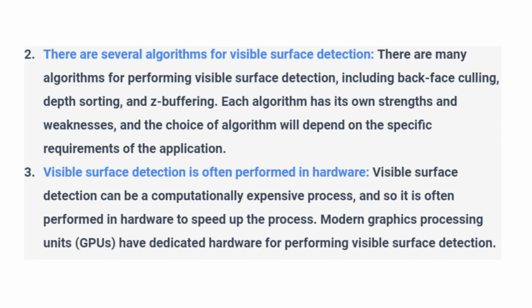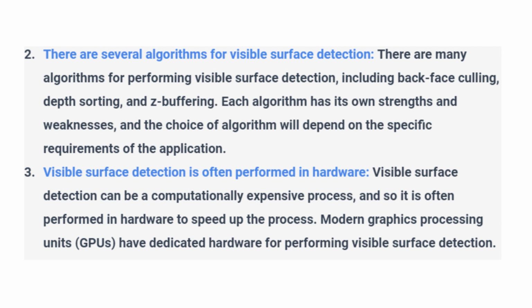There are several algorithms for visible surface detection. There are many algorithms for performing visible surface detection, including backface culling, depth sorting, and Z buffering. Each algorithm has its own strengths and weaknesses, and the choice of algorithm will depend on the specific requirements of the application. Visible surface detection is often performed in hardware.